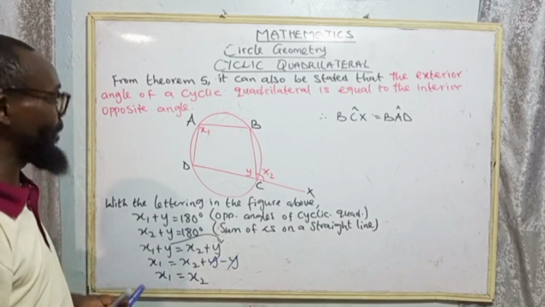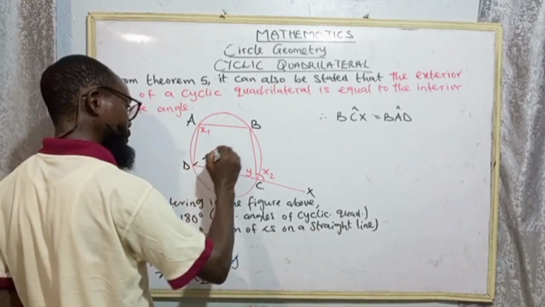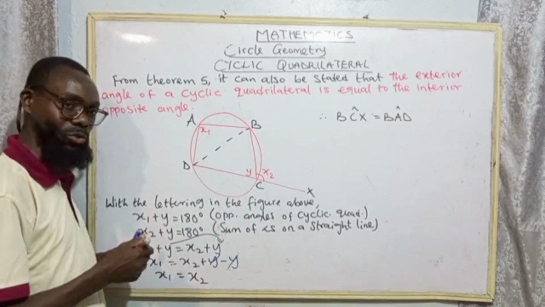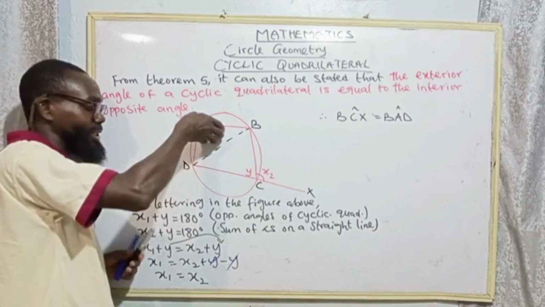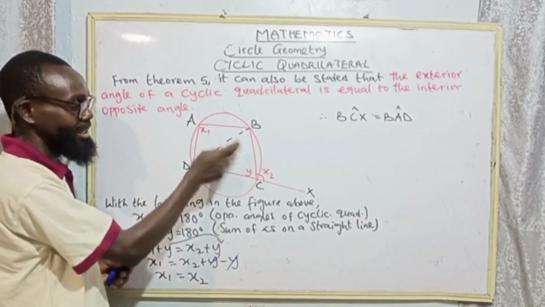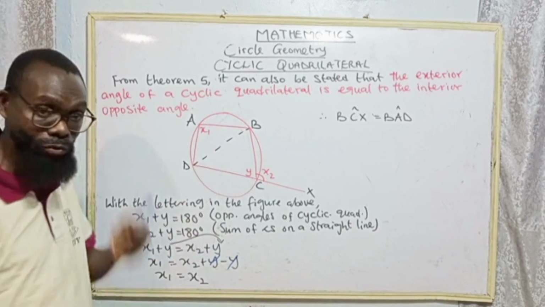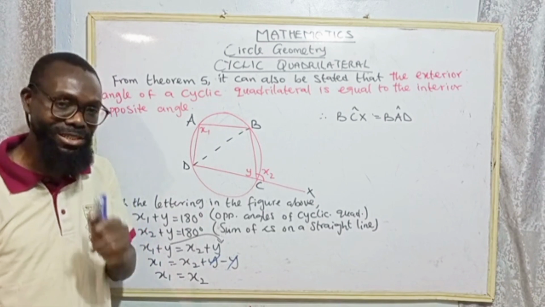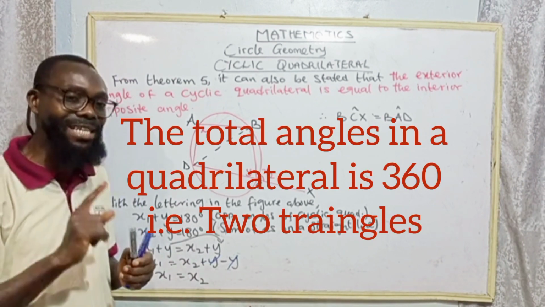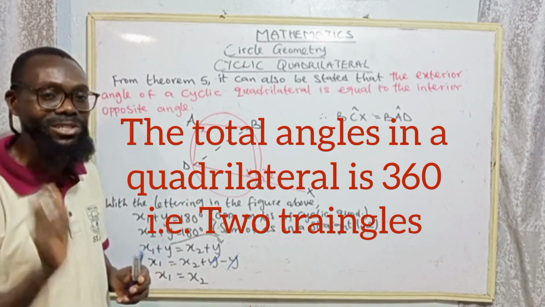So from here now, when you look at this cyclic quadrilateral, I can divide it into two. When I divide this cyclic quadrilateral into two, it forms two triangles. This first triangle, the total angles in this triangle equal 180 degrees. This one also equals 180 degrees. When you sum 180 plus 180, it's going to give us what? 360 degrees. This means that the total angle in an ordinary quadrilateral is equal to 360 degrees.